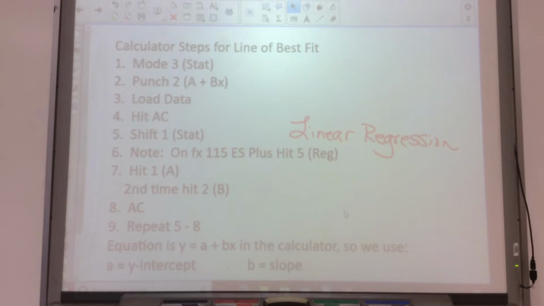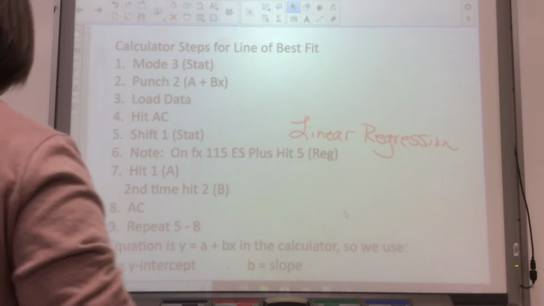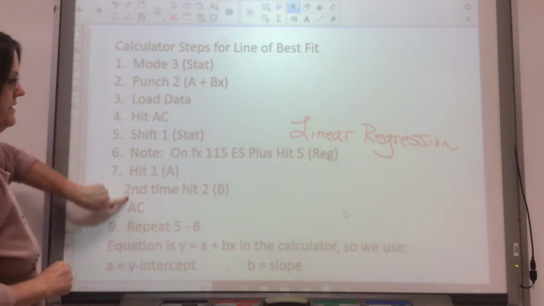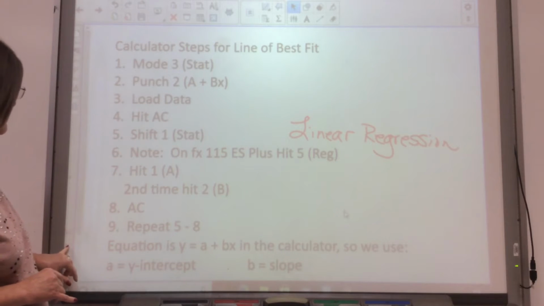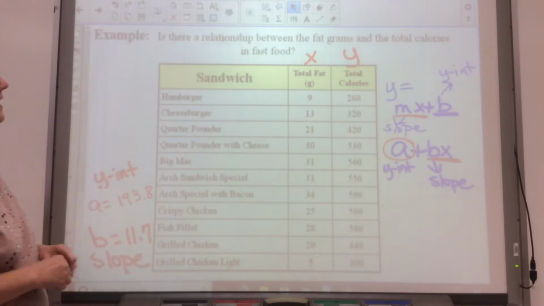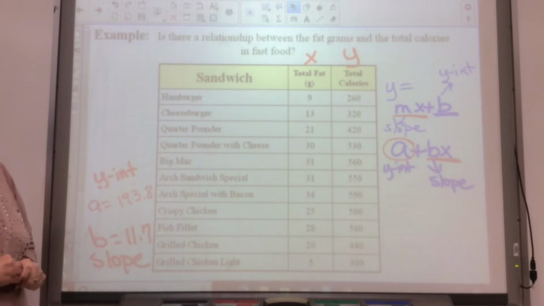Okay, we're going to be calculating the line of best fit. These are the steps. You can see them on your notes. I'll be referring to them here in a minute on the calculator. All right, here is our data. And I've got the light on so you can see my calculator.